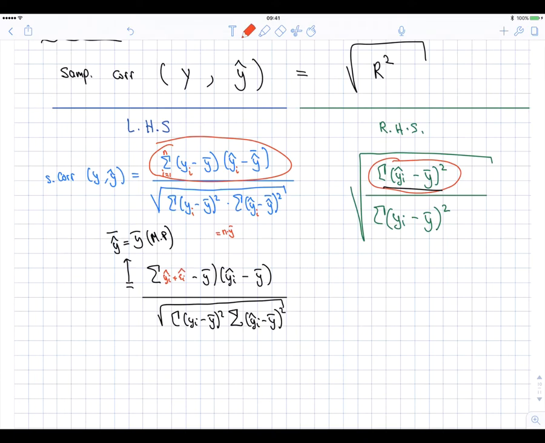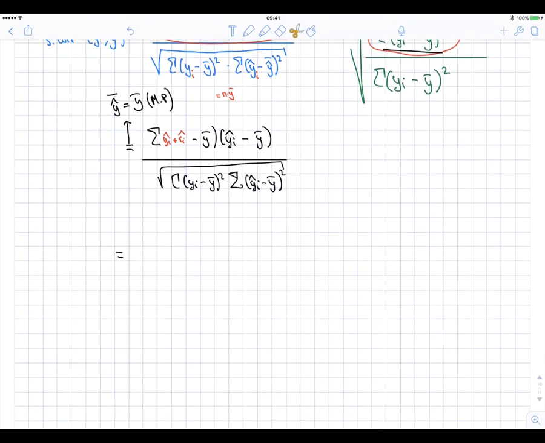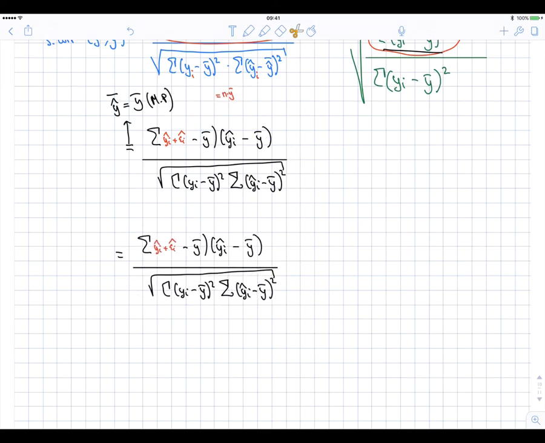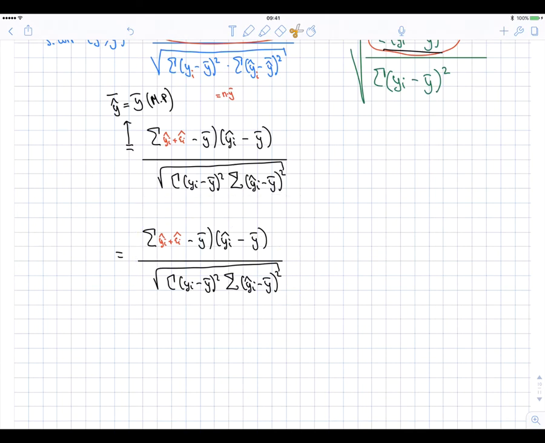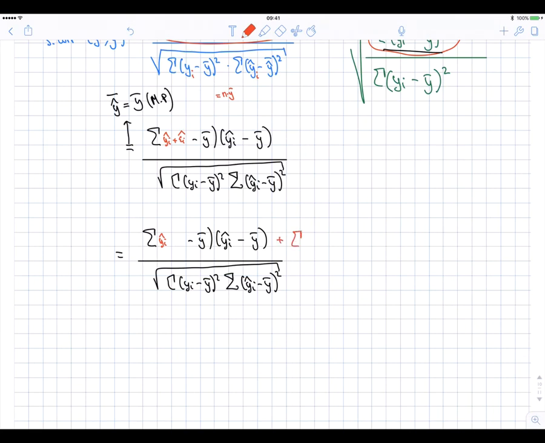Agree? And then the top part of that, see if you can follow this manipulation here. The top part of that, I can simply rewrite it, get rid of this epsilon i and multiply it out. So just add here plus the sum of epsilon i hat times yi hat minus y bar. Everybody can follow that? Can you all follow that bit over there?